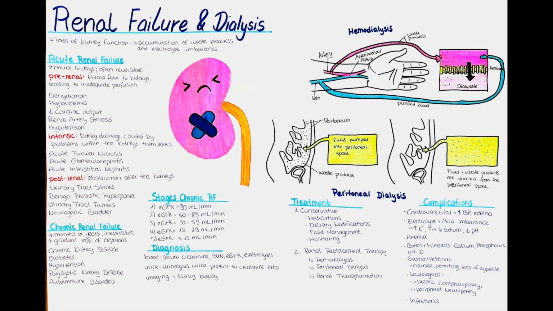Important is also that patients with renal failure require regular monitoring of kidney function through blood tests to assess markers like creatinine, electrolyte levels, and estimated glomerular filtration rate. Close monitoring allows us to adjust treatment plans, assess disease progression, and manage complications promptly.